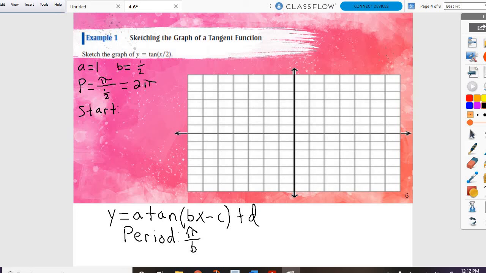So just like we did with our sine and cosine, we're going to set the inside, so whatever that is, x divided by 2 in this case, equal to where we normally start our first period. And we said that we're going to normally start our first period at negative pi over 2. And then we just solve for x. So in this case, we would multiply both sides by 2. So we get negative pi. So then how would I find my ending value of my first period?